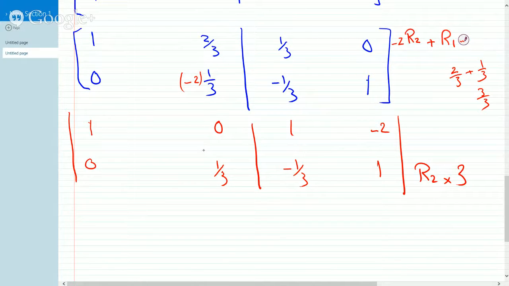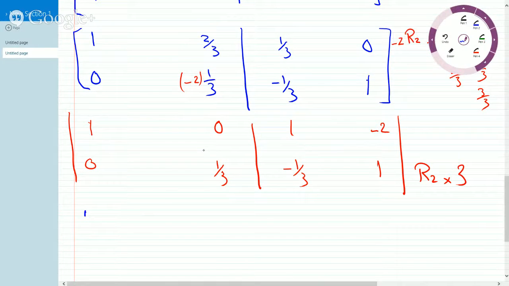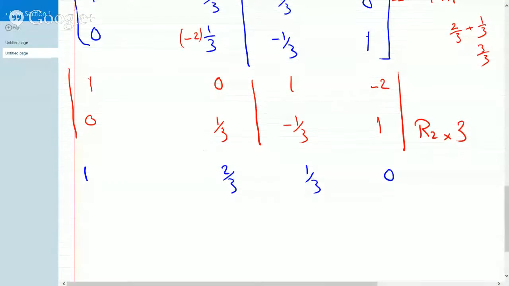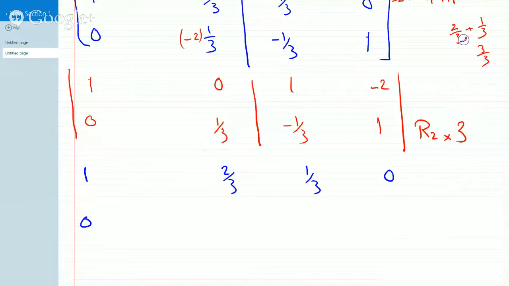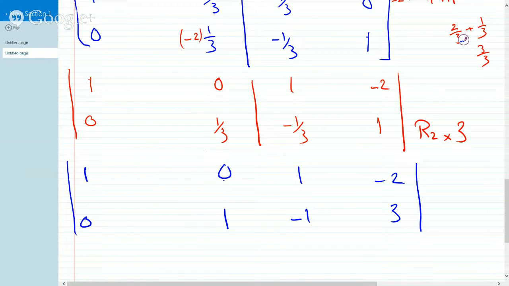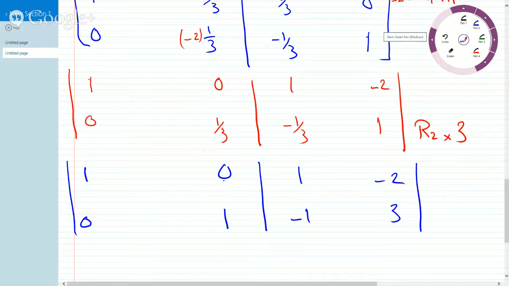Okay, so let's change colors. So first row remains the same. Oh wait, I copied this one? Yeah, I did. Row 1 doesn't change, right? Yes. I miscopied. So 1, 0, 1, minus 2. Okay, so this 0, this times 3 is just a 1, and this times 3 is just a minus 1, right. And this times 3 is just a 3. Okay. So this guy right here is A inverse.